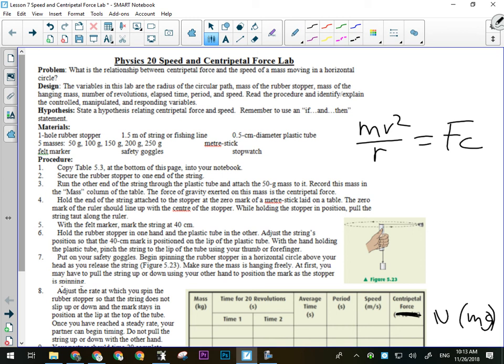Okay, so remember, guys, if we're looking here, if we're manipulating this formula for V, we end up with this. It's the square root of FC times R over M. There's a certain type of name for that relationship, and that's what we need to be looking for.